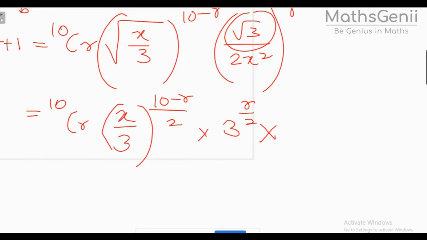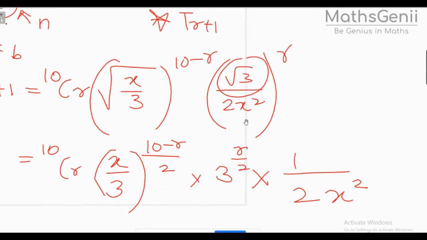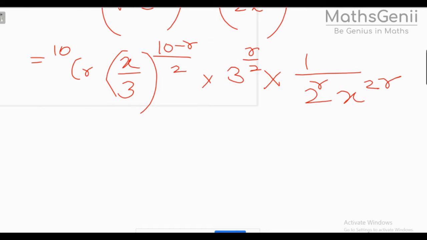So this will be 1 upon 2x square raised to r. So this r will go to this and to this. Okay, now this was the only crucial step of how I have split it. I have not done something extraordinary. It's just a split, a normal split. So here I see 3, here I have also 3.